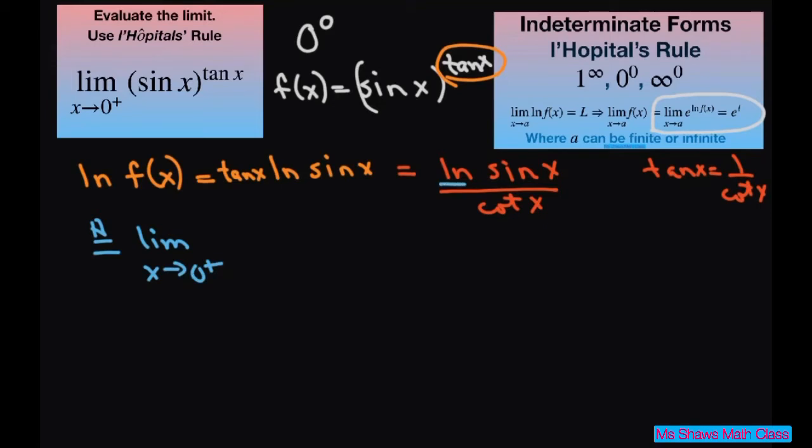And we're going to take the derivative of our numerator, which is 1 divided by sine of x, times the derivative of sine of x, which is cosine of x. And I just put that in the numerator. Divided by the derivative of cotan of x, which is negative cosecant squared of x.